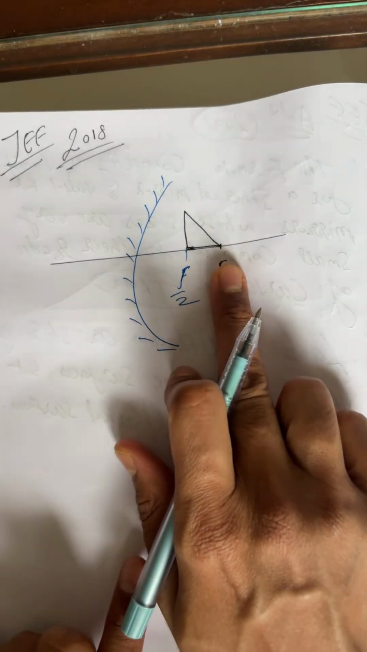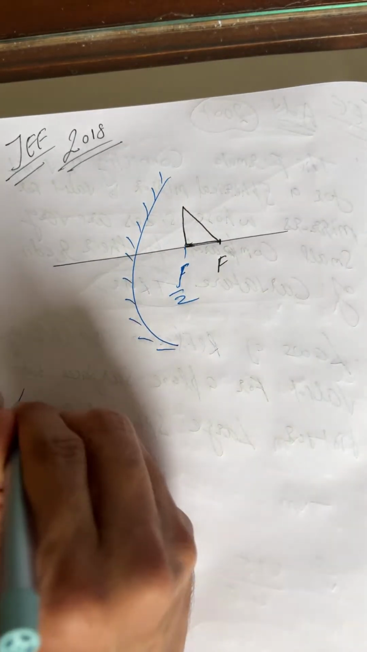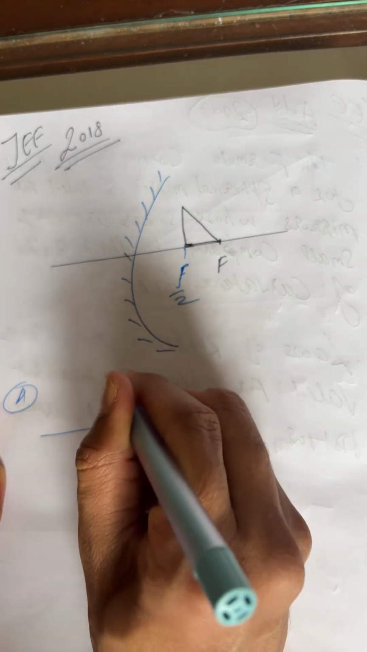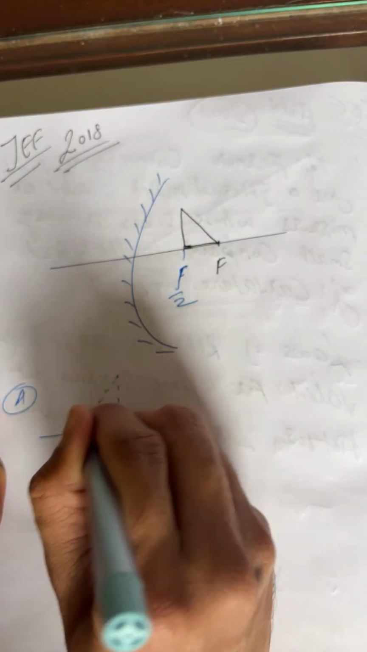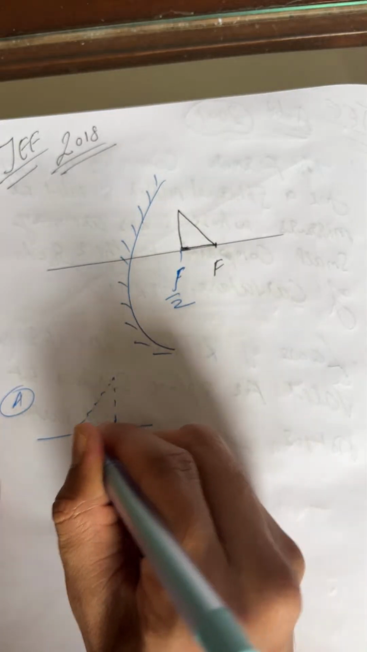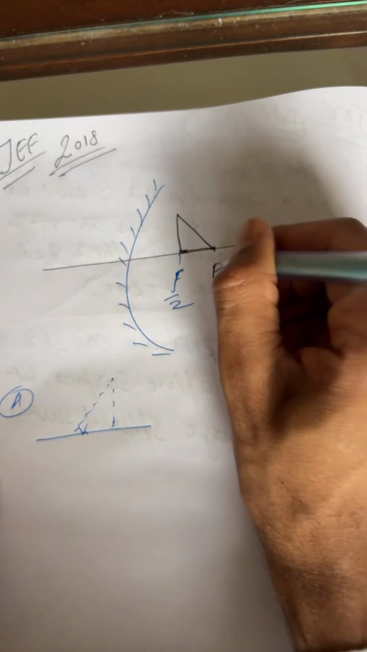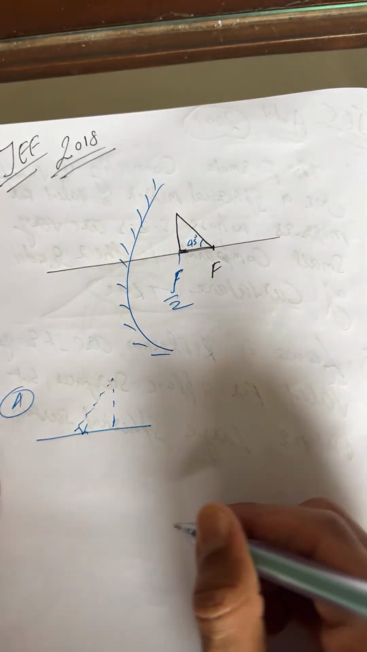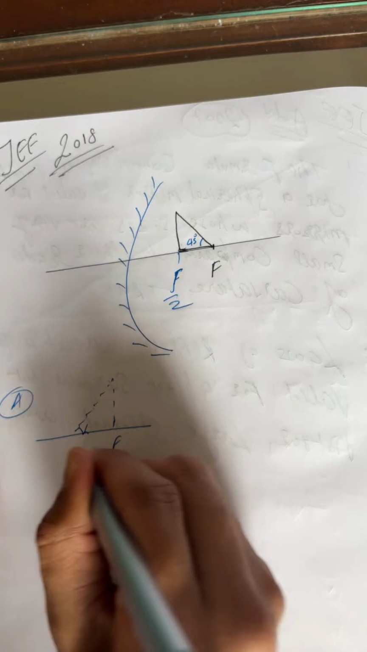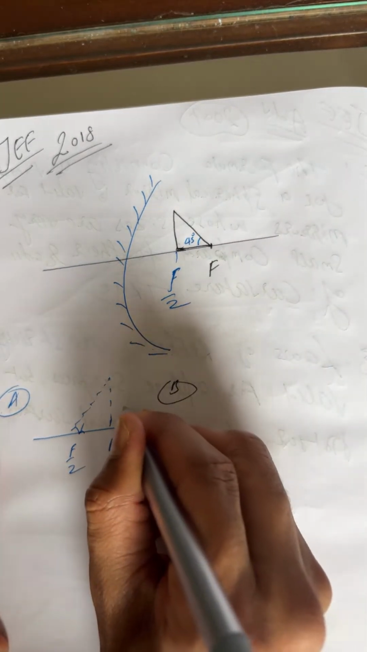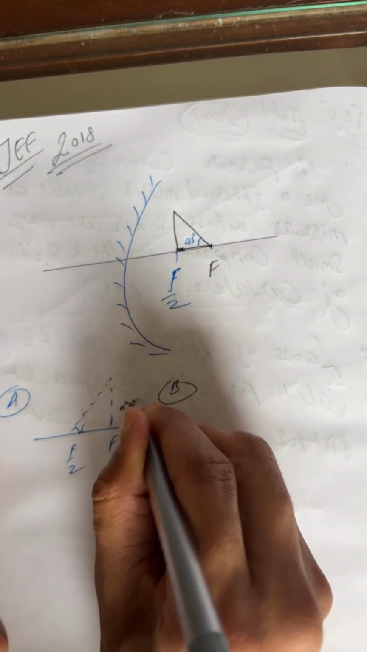Now, since the object is placed here, I'll write the options once quickly here. This is option one. Beta, in fact, they mention here this is 45 degree. So this is f, this is f by 2. Now, next option here: alpha greater than 45.